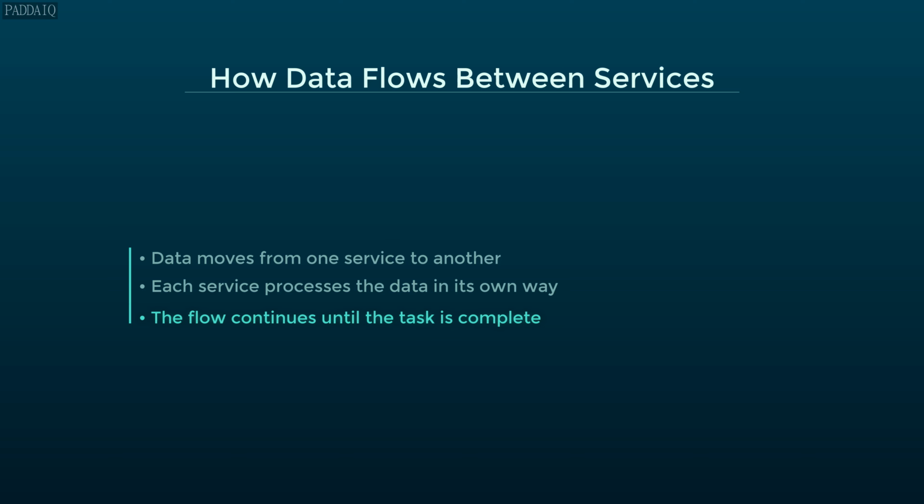The flow continues until the task is complete. This means the data keeps moving step by step between services without stopping. For example, when you upload a file, it moves from storage to processing to notification services automatically. This persistent sequence ensures your entire operation finishes reliably from start to end.